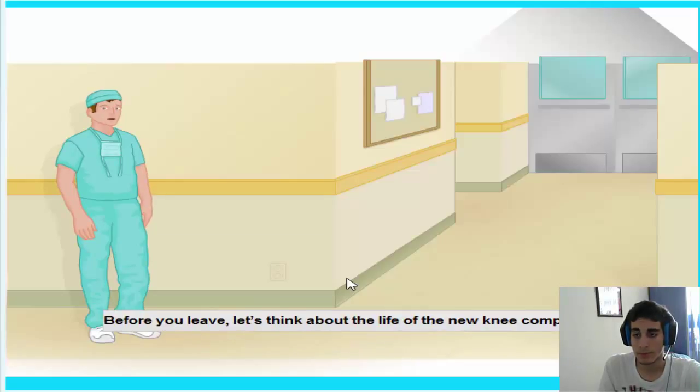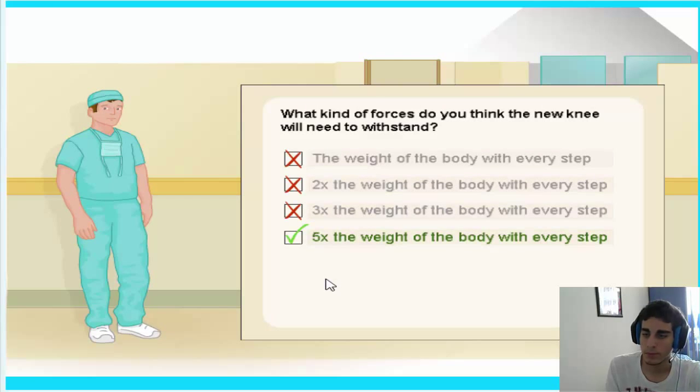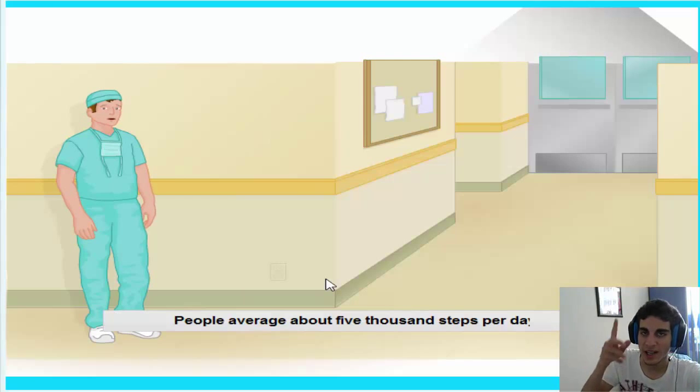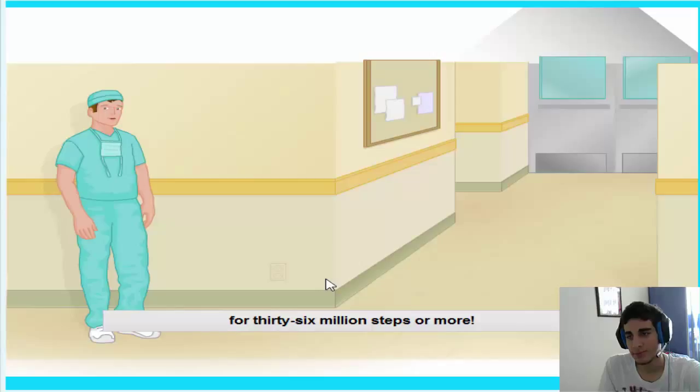Before you leave, let's think about the life of the new knee components. What kind of forces do you think the new knee will need to withstand? Nice job. People average about 5,000 steps per day. Our patient's new prosthetics will withstand a great deal of force for 36 million steps or more.